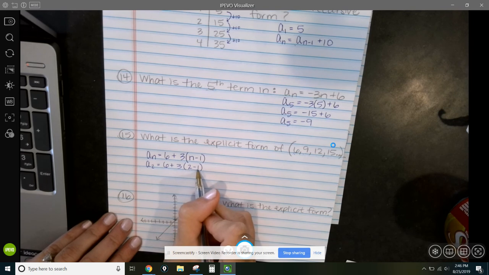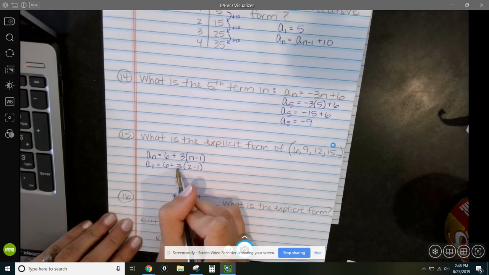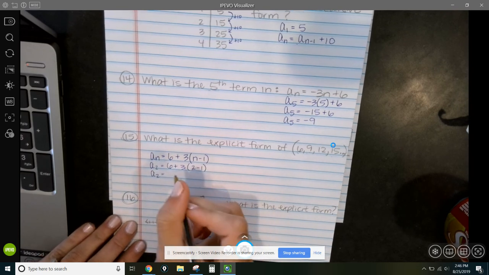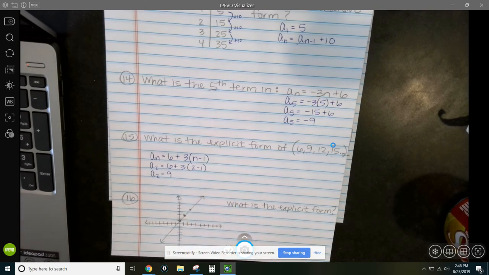So 2 minus 1 is 1. 1 times 3 is 3. 3 plus 6 is 9. So I get a of 2 equals 9. So that is exactly what I wanted because that's the second number in my sequence. So it's very useful to understand how to use this n minus 1, meaning the previous term. What's happening to the previous term?